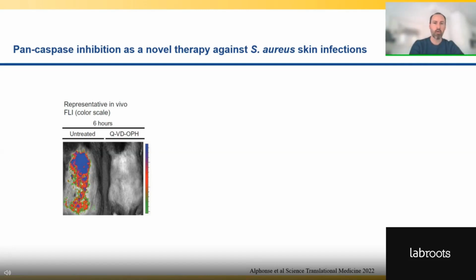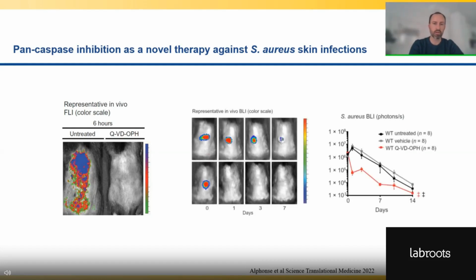However, whether this was relevant for host defense or not, we looked at bacterial burden using bioluminescence again. And surprisingly, what we found is that the use of the pan-caspase inhibitor actually promoted host defense rather than inhibiting host defense as we originally thought. This was really exciting as it suggested that pan-caspase inhibition could act as a novel therapeutic strategy against Staph aureus skin infections. In fact, when tested against Pseudomonas aeruginosa and Streptococcus pyogenes, we found a similar effect, suggesting that this inhibition by pan-caspase inhibitors was an important broad-spectrum antimicrobial therapy.